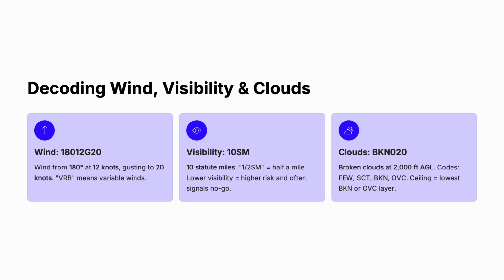And finally, clouds. BKN 020 means broken clouds at 2,000 feet AGL. The cloud codes you need to know are FEW, SCT for scattered, BKN for broken, and OVC for overcast. One key rule: your ceiling is defined by the lowest broken or overcast layer, not a scattered layer, since scattered clouds don't count as a ceiling.